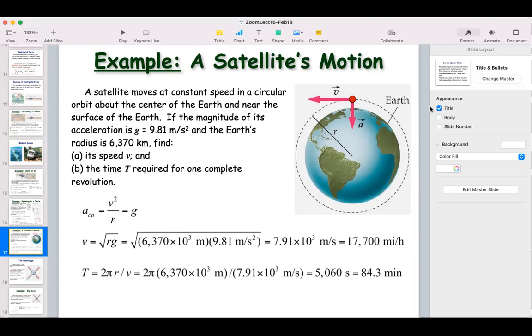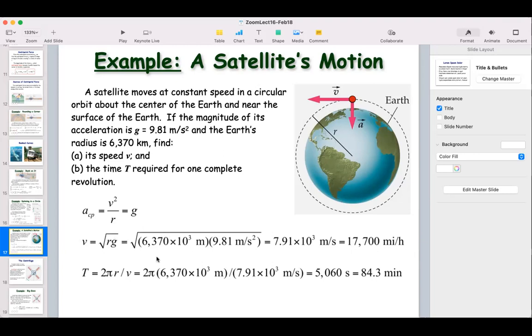So this is the planet, this is the satellite, this is the velocity, like the tangential velocity. The acceleration goes toward the center of our planet all the time, right? The centripetal acceleration. So here we have that the centripetal acceleration is v squared divided by r, which is also equal to g, right? Because it's gravity. So v is equal to the square root of rg.